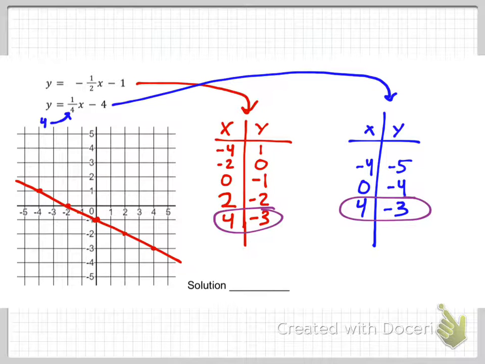Notice here, the only pair of numbers that shows up in both tables is (4, -3). So that, I'm guessing, will be my solution. And when I plot the points and connect the dots, it is indeed our solution, (4, -3).